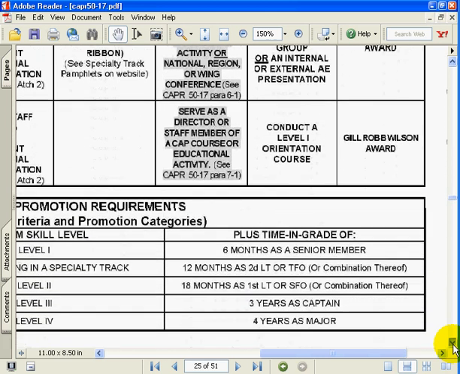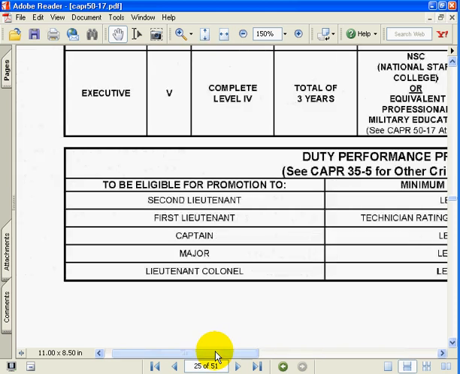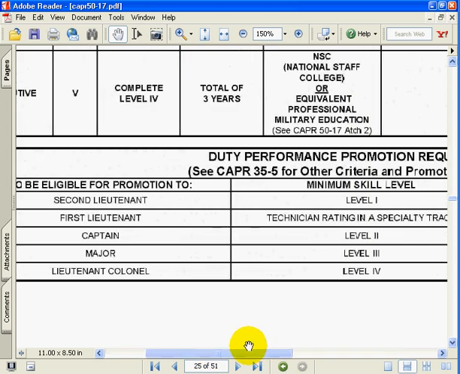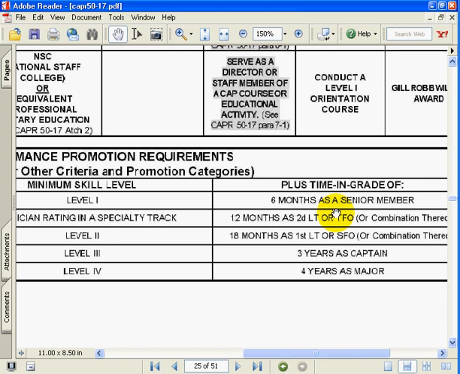These all work in order to help you prepare for promotion. Some folks want to know, how do I get promoted? Well, this is it. To be a second lieutenant, you had to have completed level 1. First lieutenant had to complete a technician rating in a specialty track. Captain, level 2. Major, level 3. And lieutenant colonel, level 4. And they have the corresponding time and grade.